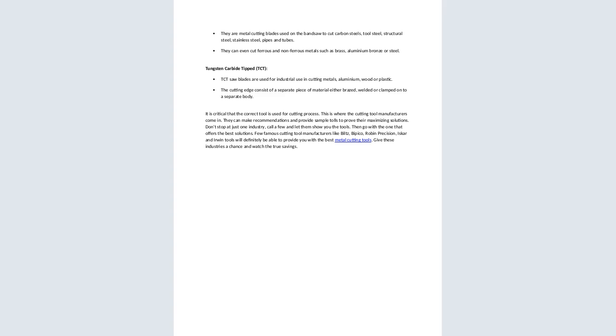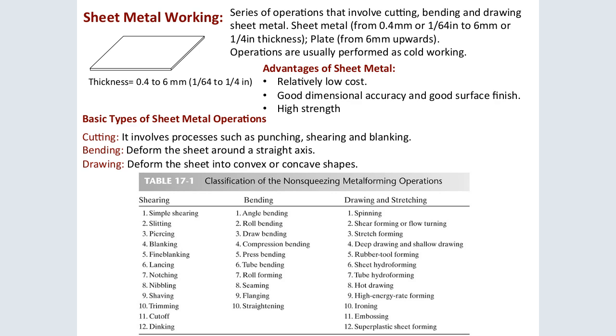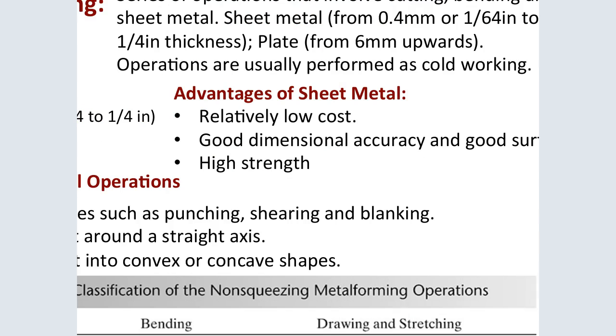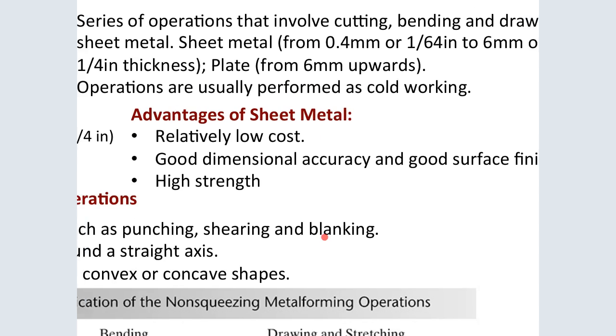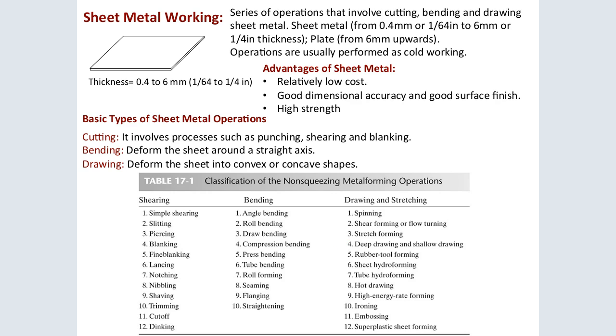So I'm bringing up another slide. So sheet metal working. What are the sheet metal working operations that we need to learn in this course? A series of operations that involve cutting, bending, and, let me zoom so that you can see, drawing of sheet metal and sheet forming, that is 0.4 millimeters to 1/4 inch of thickness.